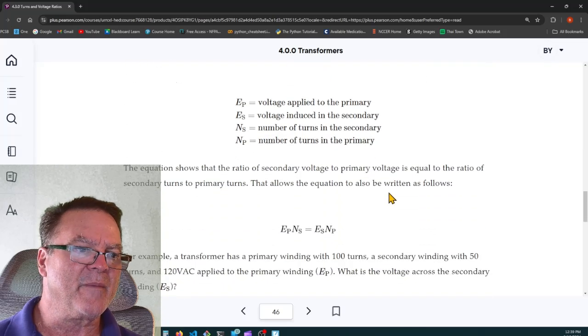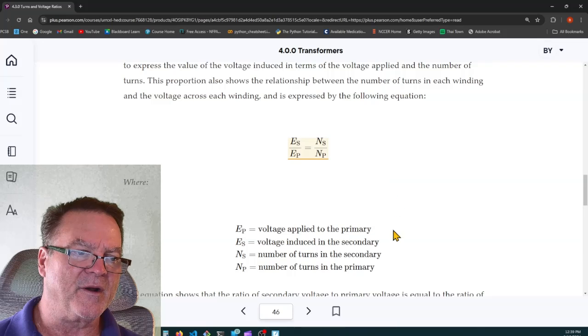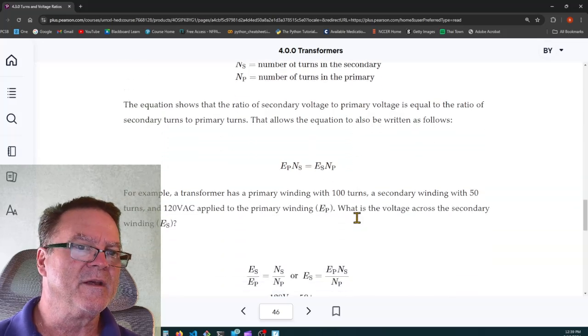Now, when they start talking about current, we'll see that they're going to have to put the primary current on the top and the secondary current on the bottom. EP is the voltage applied to the primary, ES is the voltage induced in the secondary, NS is the number of turns in the secondary, and NP is the number of turns in the primary.